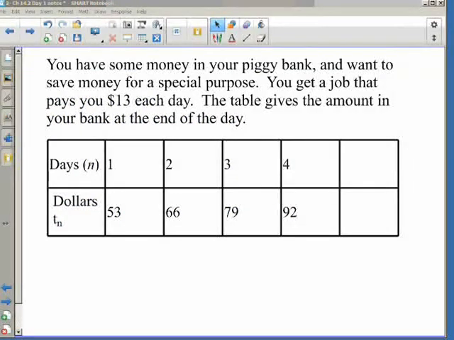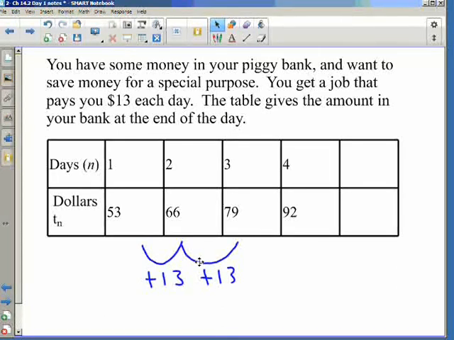Let's say that you have money in a piggy bank and you want to save some for a special purpose. You get a job that pays you $13 each day. This table gives the amount in your bank at the end of each day. And in day one, you have $53. So that's your starting deposit. And after that, it looks like you are putting away some money. In fact, if we do the math, 66 minus 53 is 13. 79 minus 66 is 13. So there is a constant there.